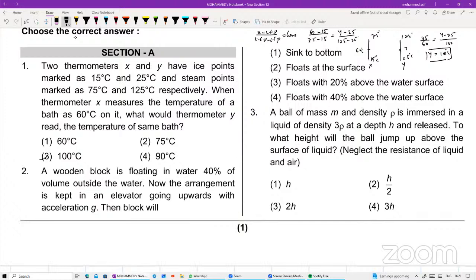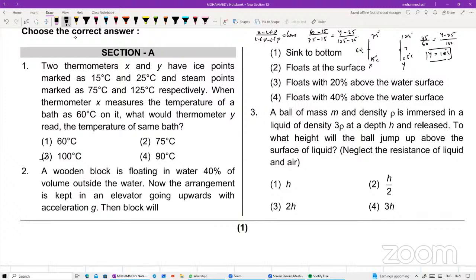The second question: a wooden block is floating in water, with 40% of the volume outside the water. Now the arrangement is kept in an elevator going upward with an acceleration G. Then the block will sink to the bottom, float at the surface, float with 20% above the water surface, or float with 40% above the water surface.